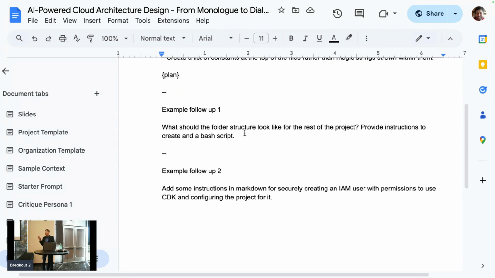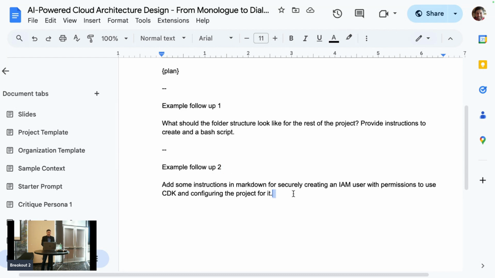Like this thing just started rolling. I'm like, hold on. What's the folder structure? Where are all these files supposed to live? And another follow-up. Okay, this thing's giving me a permission error. Add some instructions for creating the IAM user and get that going.